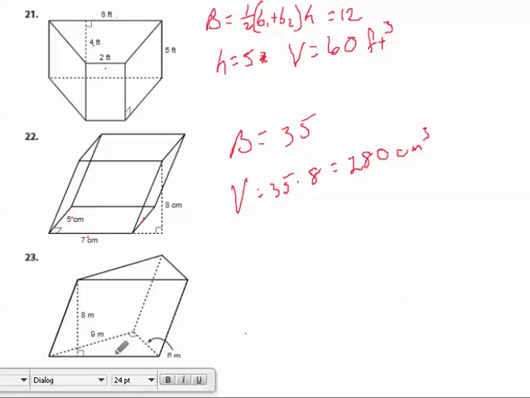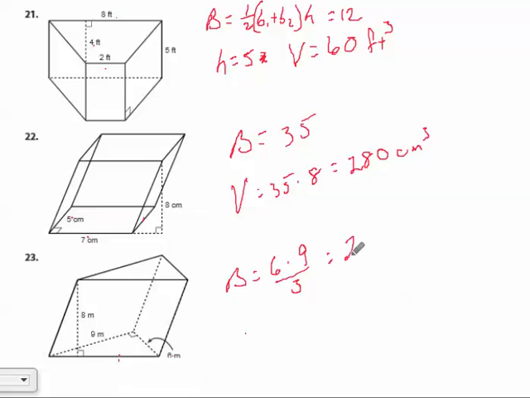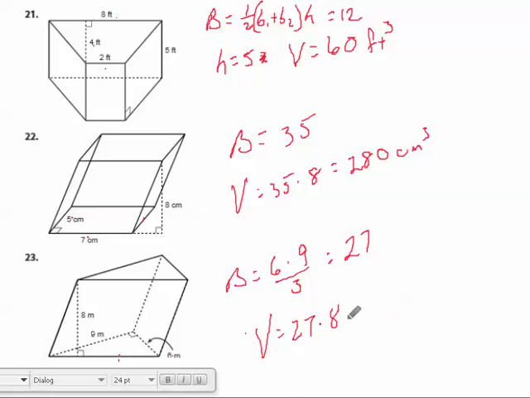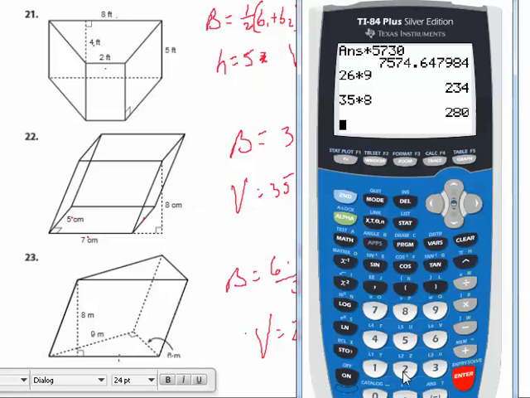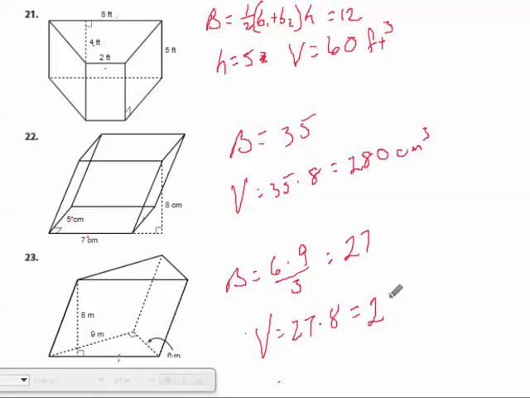Okay, got a triangle down here. It's an 8 by 9. Is that 6? 6 by 9. So my base is equal to 6 times 9 divided by 2, 27. And we're going to take that 27 times 8, which is the height. Can't do that one in my head. 27 times 8, 216 meters cubed.